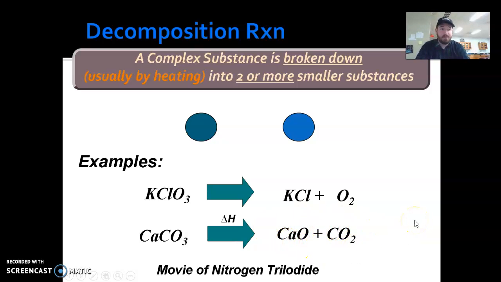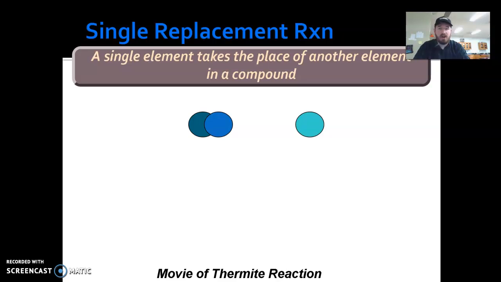All right, so when I think of a decomposition reaction, I usually think of compost. Think of like a banana peel or an apple. If you leave it outside for a long period of time, it starts to decompose and break into its smaller parts. Our next type of reaction is a single replacement reaction.